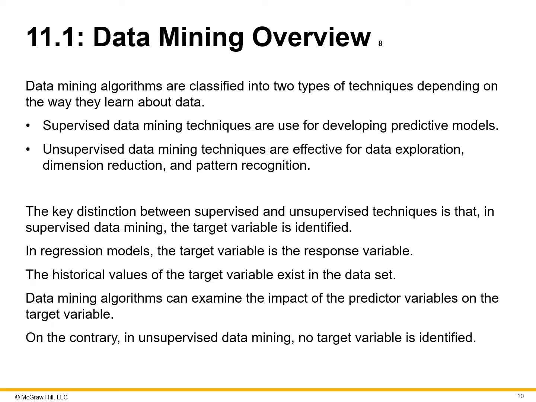The key distinction between supervised and unsupervised techniques is that in supervised data mining, the target variable is identified. So in regression models, the target variable is the response variable. The historical values of the target variable exist in the data set. Data mining algorithms can examine the impact of predictor variables on the target variable. But on the contrary, in unsupervised data mining, no target variable is identified. So basically, in supervised data, we have a clear intent of what variable we're looking to analyze against, which variable we're truly understanding for a potential assumption or hypothesis and analyzing it further, whereas in unsupervised, we're getting in there and actually discovering the target variable as we assess the data.